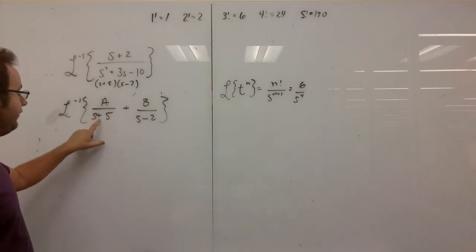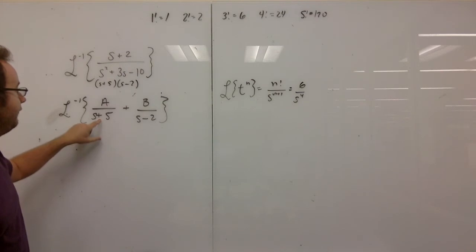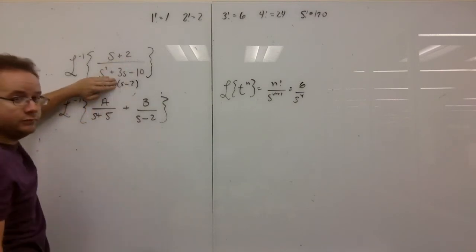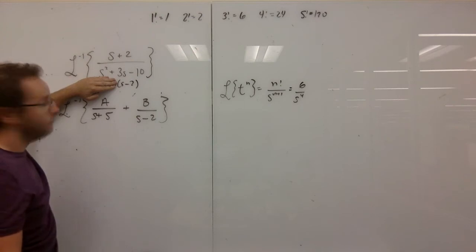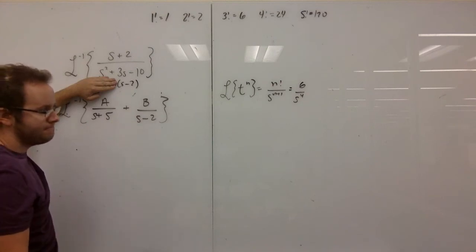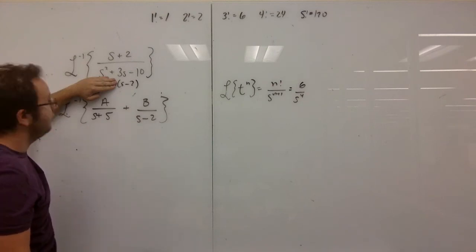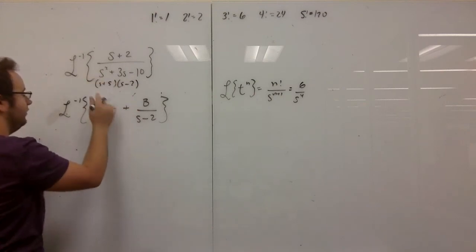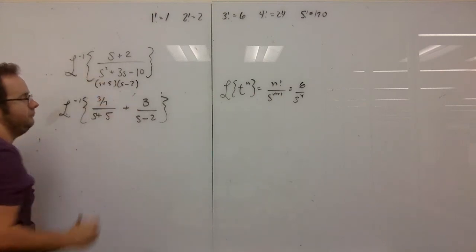What value of s causes this denominator to be 0? Negative 5. So we're going to plug negative 5 into this guy. What's negative 5 plus 2? Negative 3. Negative 5 minus 2? Negative 7. So we have negative 3 over negative 7, which is positive 3/7. So a is 3/7 here.